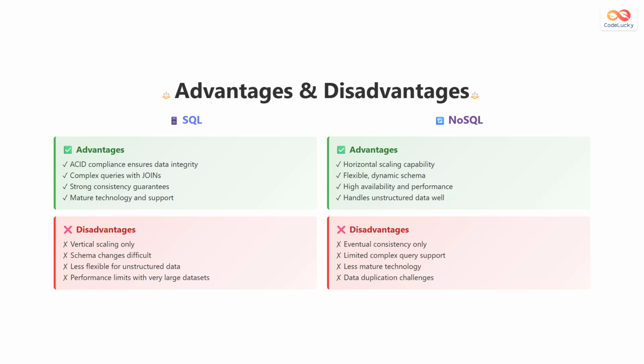NoSQL advantages include the ability to scale horizontally across unlimited servers, flexible dynamic schemas that evolve with your needs, exceptional availability and performance for real-time applications, and excellent handling of unstructured and semi-structured data. NoSQL disadvantages include eventual consistency, meaning temporary data inconsistency, limited support for complex queries and relationships, newer technology with less community support, and data duplication challenges that require careful management.